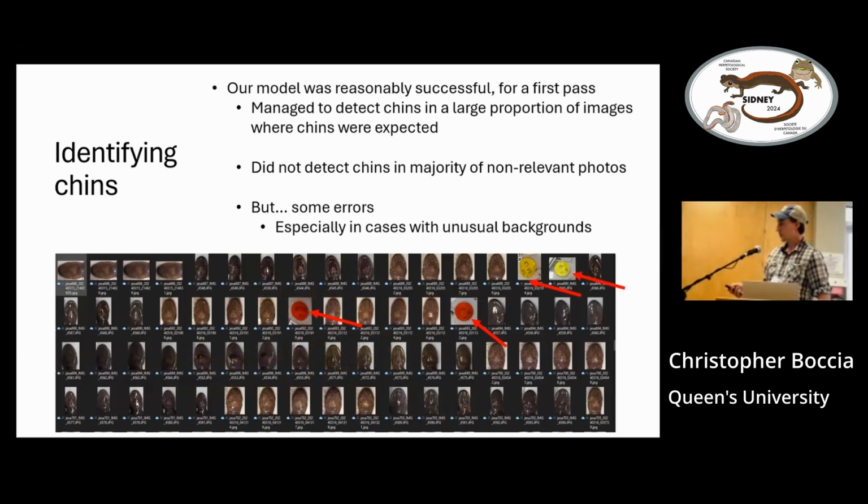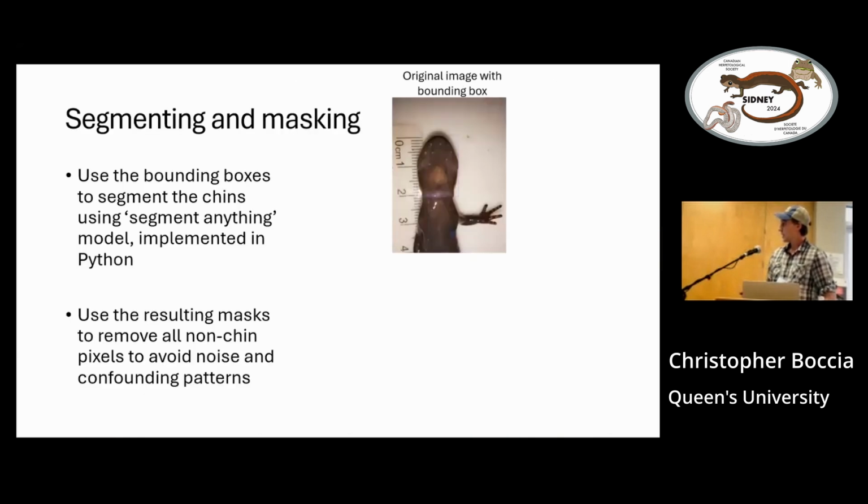One thing we did notice was some of our images were taken on sort of unusual backgrounds. Mostly we fortunately had a light background, but anything that didn't have that, the model struggled with. So we'll have to have more training cases with that in the future. And yeah, that's kind of the first step. We managed to identify where the chin is in the photo.